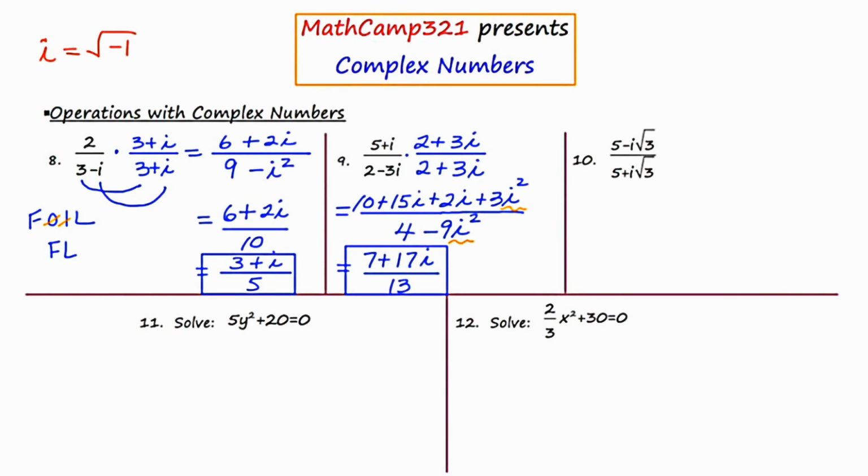Let's move to number 10, which is yet another quotient, but also introduces a radical, which makes it even more scary. To get rid of the radical in the denominator here, and to get rid of the i in the denominator, once again, we're going to multiply top and bottom by this thing called the complex conjugate.